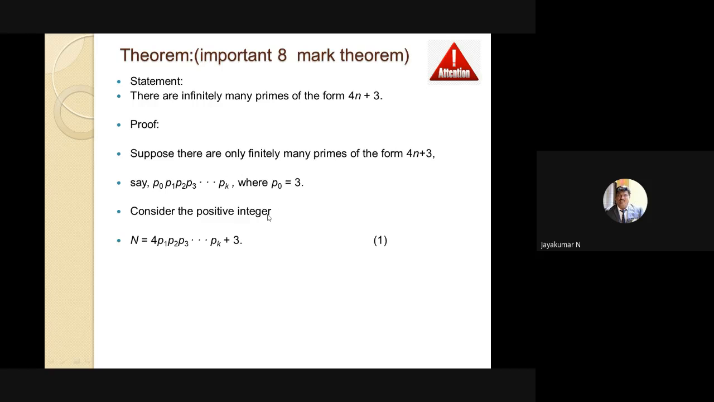From P1 to Pk, I construct an integer n such that n is 4 times P1, P2, P3, etc., Pk plus 3. Easily I can conclude that n has the form 4n plus 3. Clearly n is greater than Pk, because Pk is the largest prime and n is constructed as a product of primes including Pk. So definitely n is greater than Pk and also has the same form, 4n plus 3. Clear?